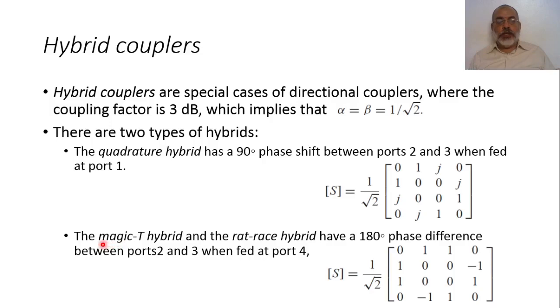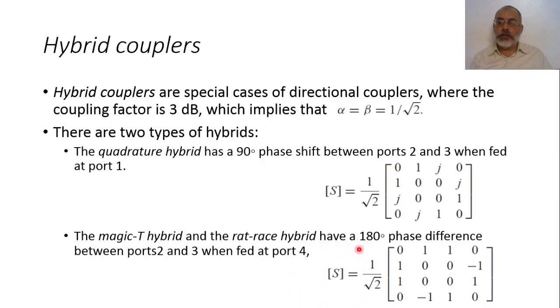The other special condition is the magic T, or hybrid T, or magic hybrid T, or rat-race hybrid. In this case, the magnitude of alpha equals the magnitude of beta equals 1 over square root 2. And the phase shifts between the two ports, theta and phi, are theta equals 0 and phi equals pi. So in this case, there is a phase shift of 180 degrees between the ports.